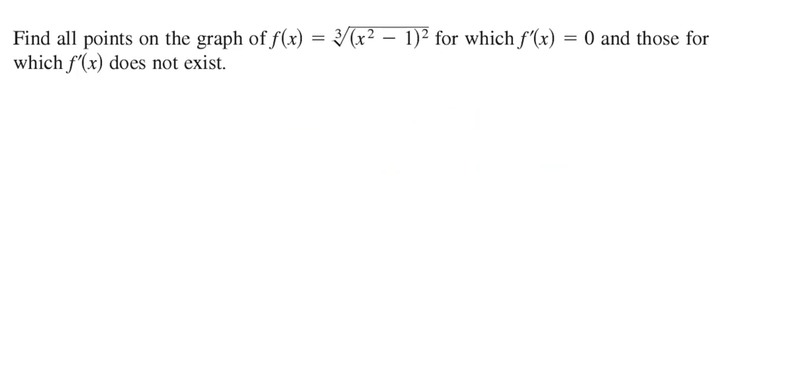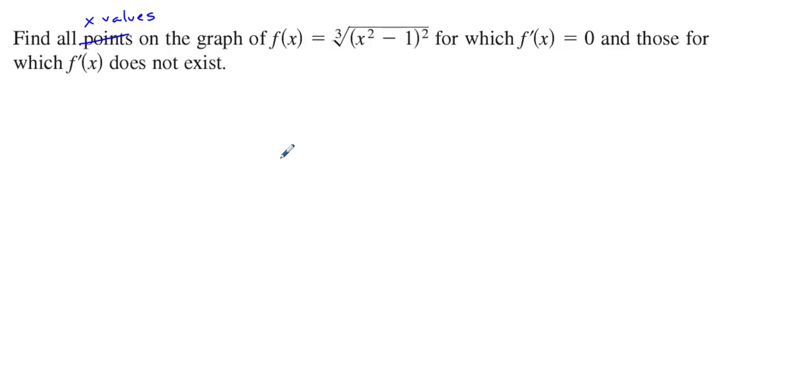All right. Find all points in the graph of f(x) equals the cube root of quantity x squared minus 1 squared, for which f'(x) equals 0, and those for which f'(x) does not exist. And instead of points, we know how to find points. Let's just focus on x values. Let's find out the x values for which the derivative equals 0 and for which the derivative would not exist.